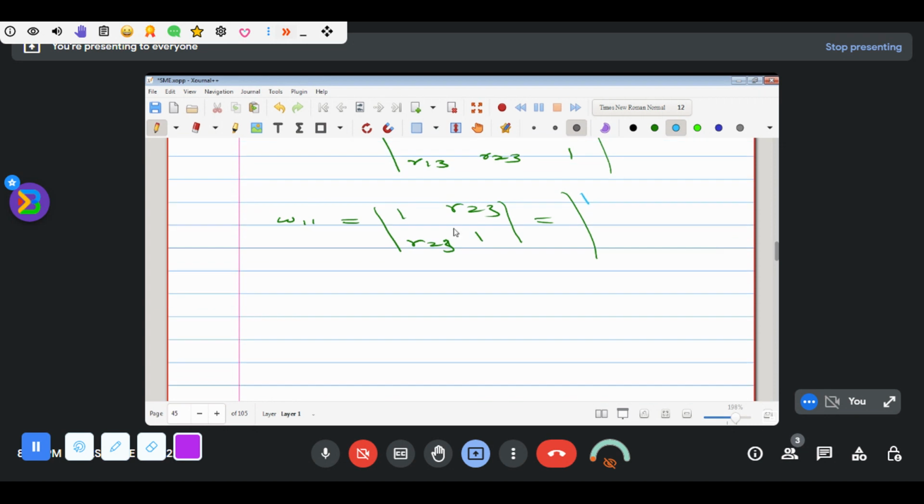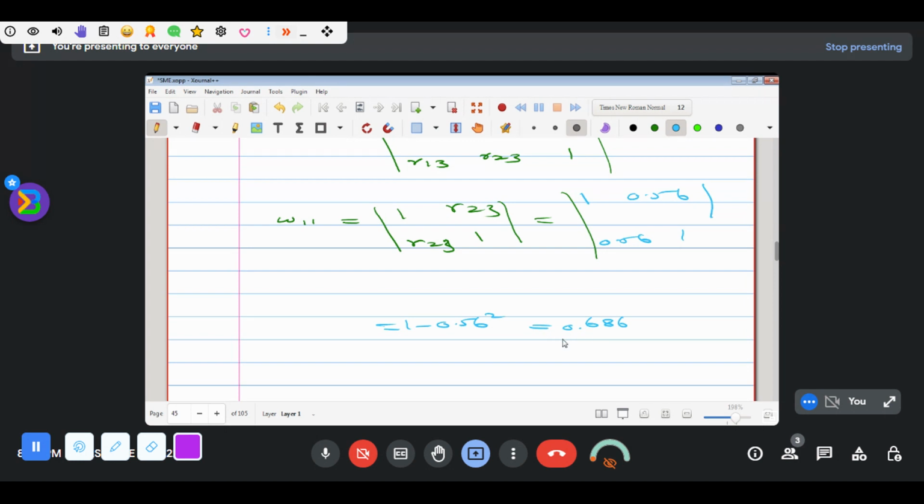Just apply and simplify. That is equal to 1 minus 0.56 squared. Then what is the result? 1 minus 0.56 squared is 0.686. Correct, yes.